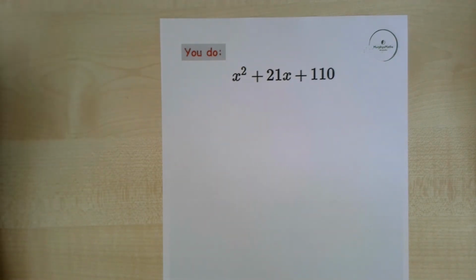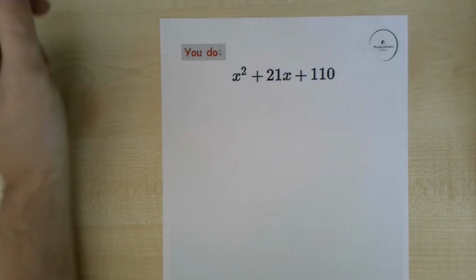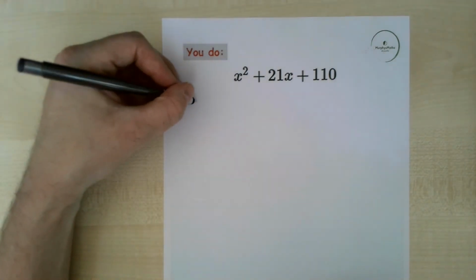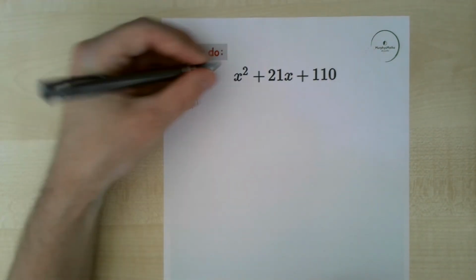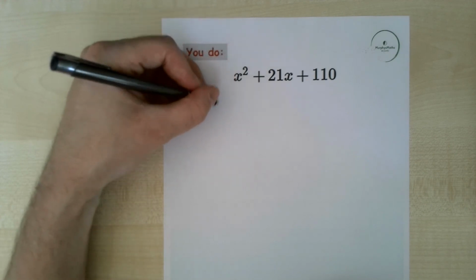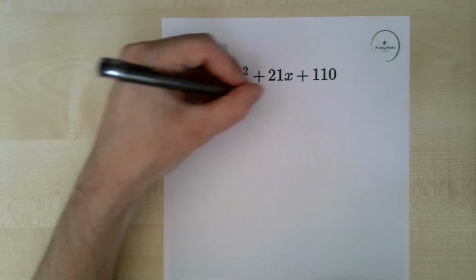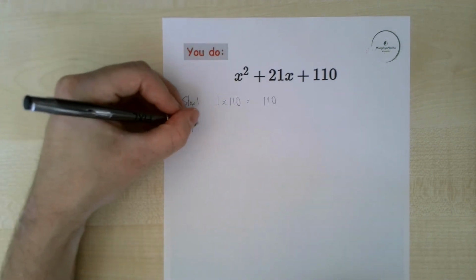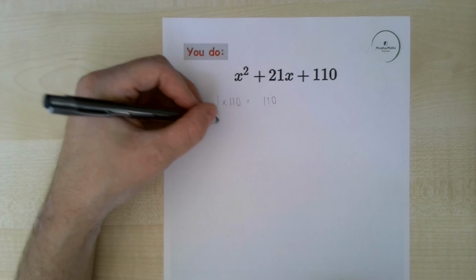On this one, what I would suggest is that you pause the video, have a go at it for yourself, flick back to the previous ones if you need to at any step. Pause the video now. Right guys, hopefully you had enough time on that and you've had some success on it. So step 1, I'm going to go with a times c, so that's a 1 multiplied by the 110. So I'm looking for factor pairs of 110 that will add to give that 21.